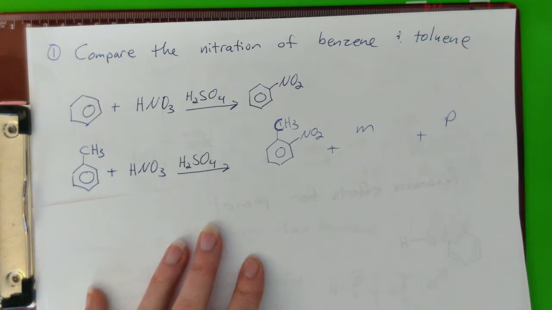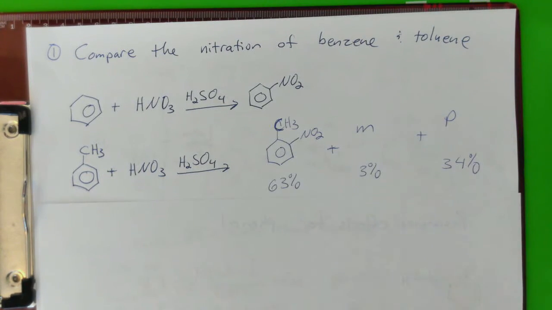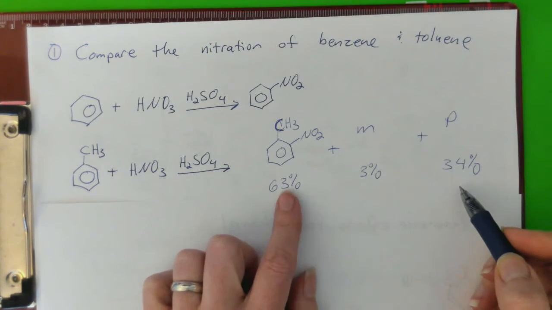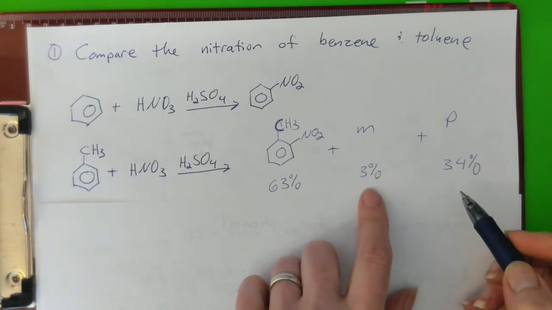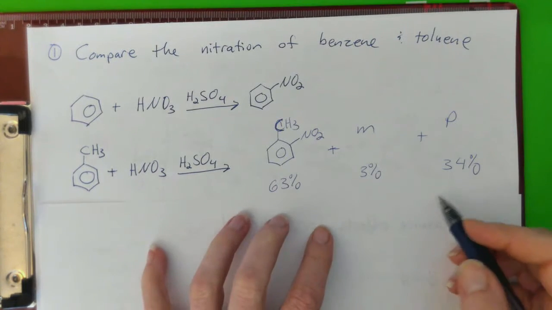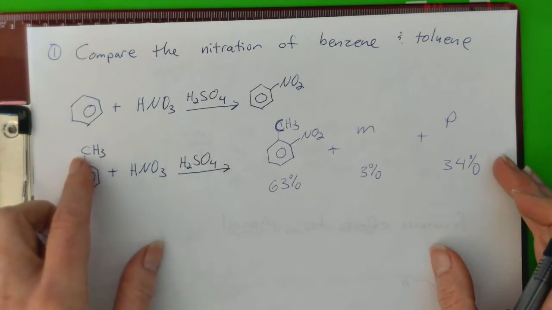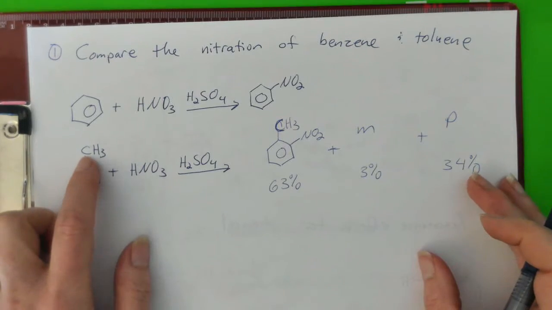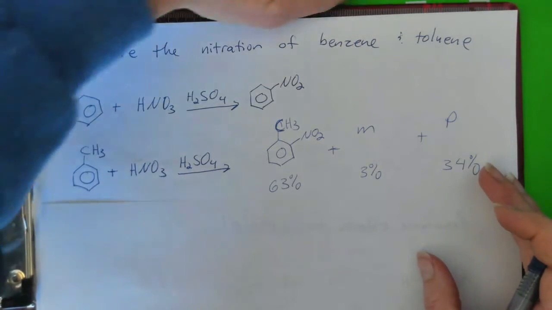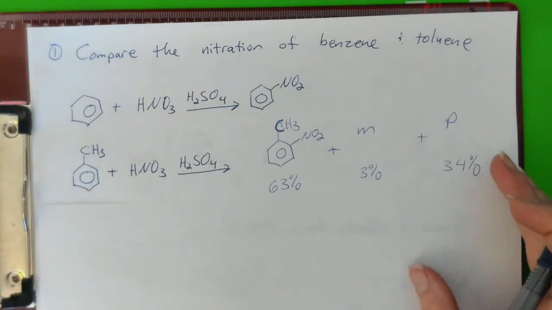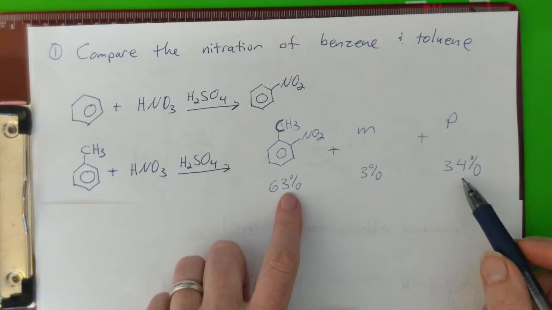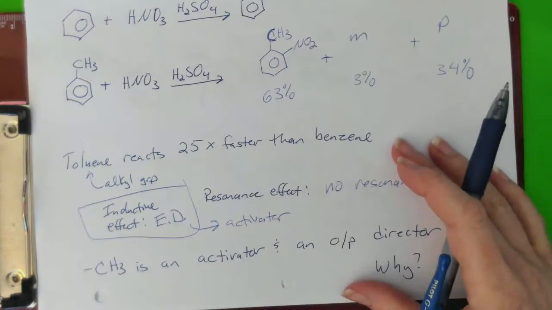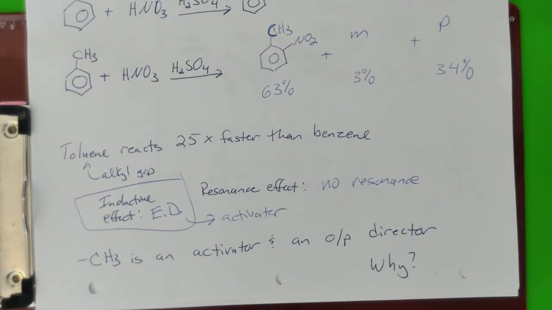What we find experimentally, and you don't need to memorize these numbers, is that the regiochemical outcome of the nitration of toluene is that we get ortho and para as the major products. We get very, very little meta. So now we want to explain why toluene is an ortho-para director. We know this is an activator via the inductive effect. Remember, alkyl groups have no resonance effect. But why is it an ortho-para director, meaning we're directing the nitro group to the ortho and the para positions? That's what we want to be able to answer now.